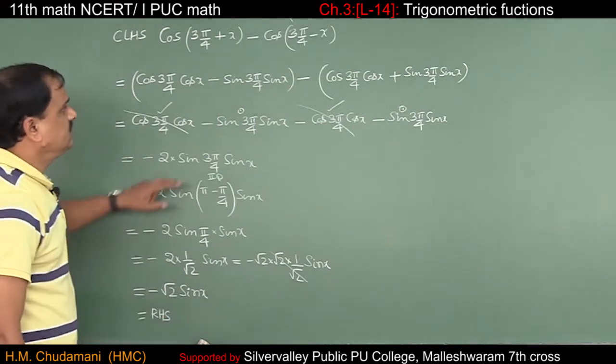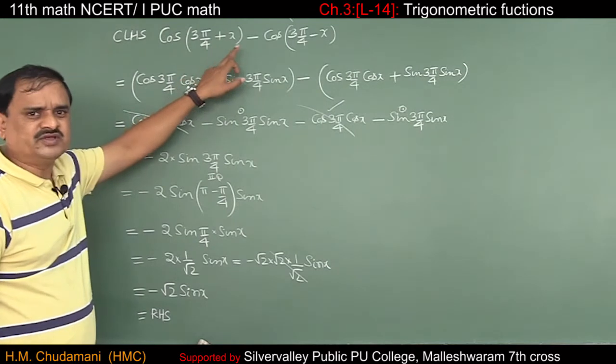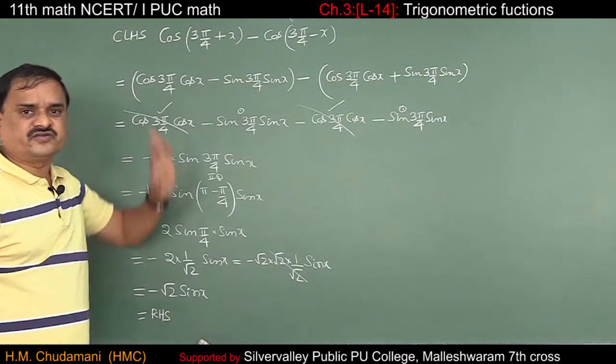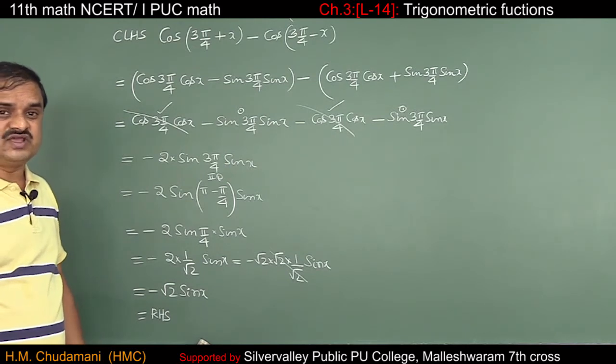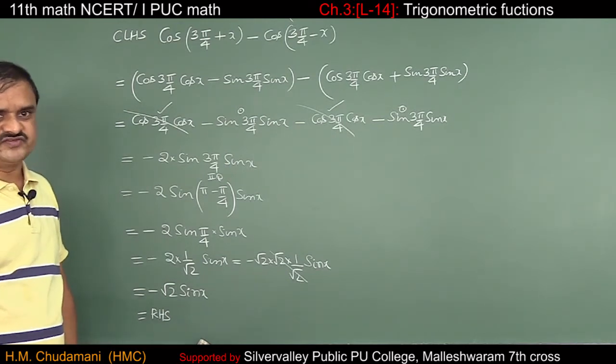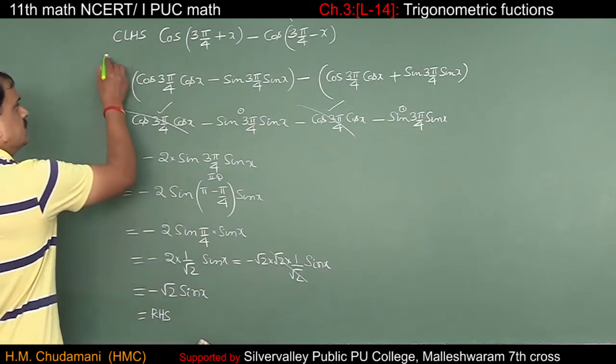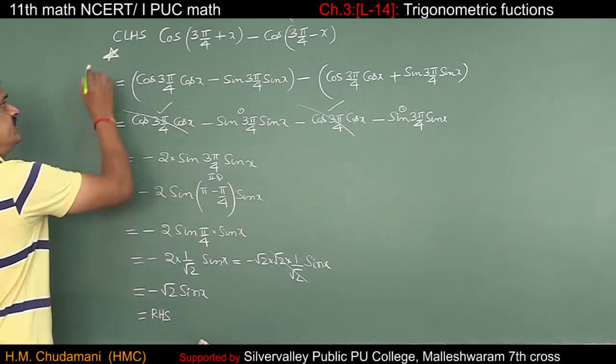The other method, you can follow the cos C minus cos D formula also. Okay. Minus 2 sin of (C plus D) by 2 into sin of (C minus D) by 2. So one of the important questions.